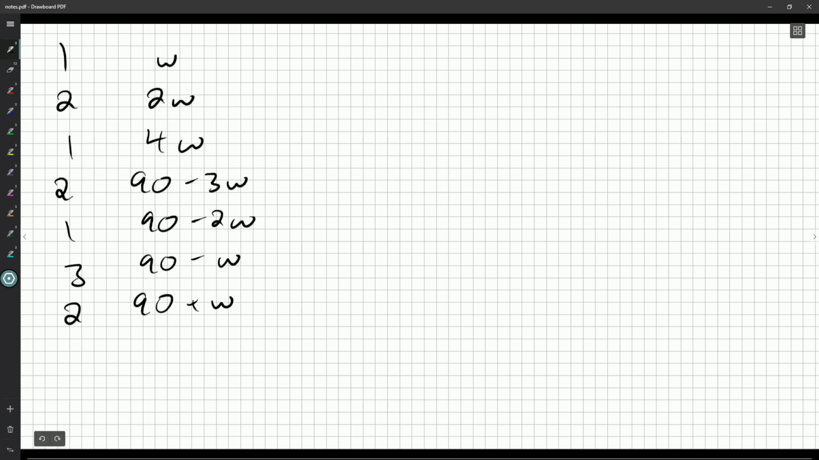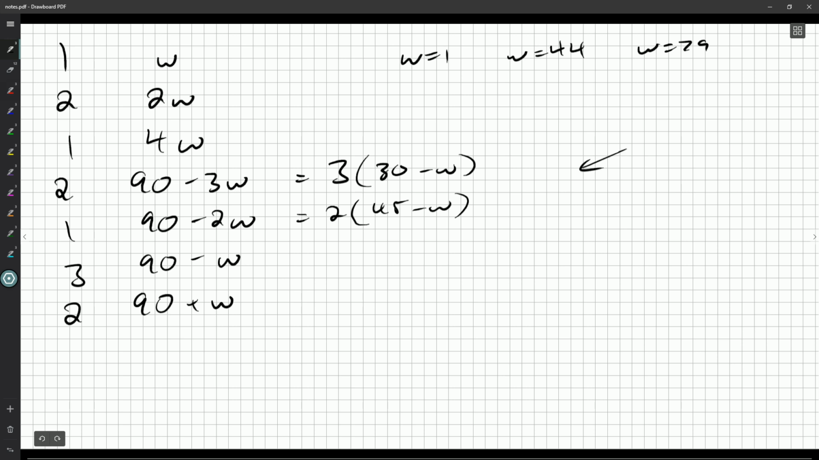What if W is 1? What if W is 44? What if W is 29 to make certain things prime? So, for example, this is 330 minus W. This is 2 times 45 minus W. And this one here tells me that W has to be less than 30. That's kind of cool. We'll add that as a little fact down here. W is less than 30.